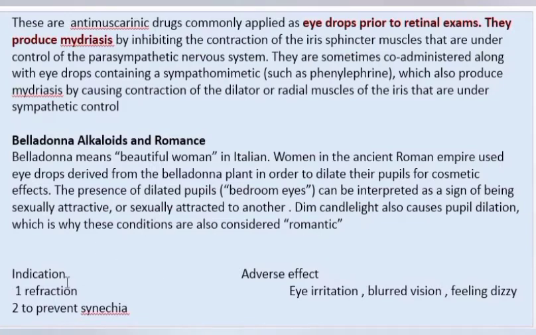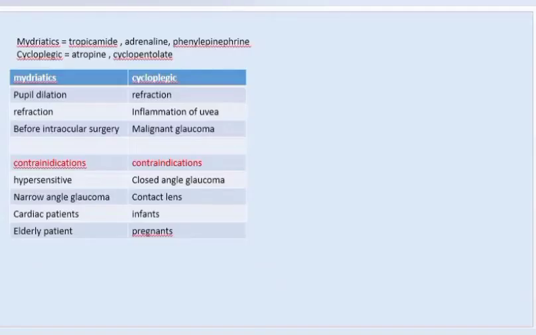I have given the indications and adverse effects as a whole, combined, but on another page you can find more sorted indications as well as contraindications. Mydriatic examples are tropicamide, adrenaline, phenylephrine, whereas cycloplegics are atropine and cyclopentolate. Mydriatics are indicated for pupil dilation, refraction, and before intraocular surgery, whereas cycloplegics are also used in inflammation of the uvea and malignant glaucoma. These drugs are especially used in hypermetropic eyes.